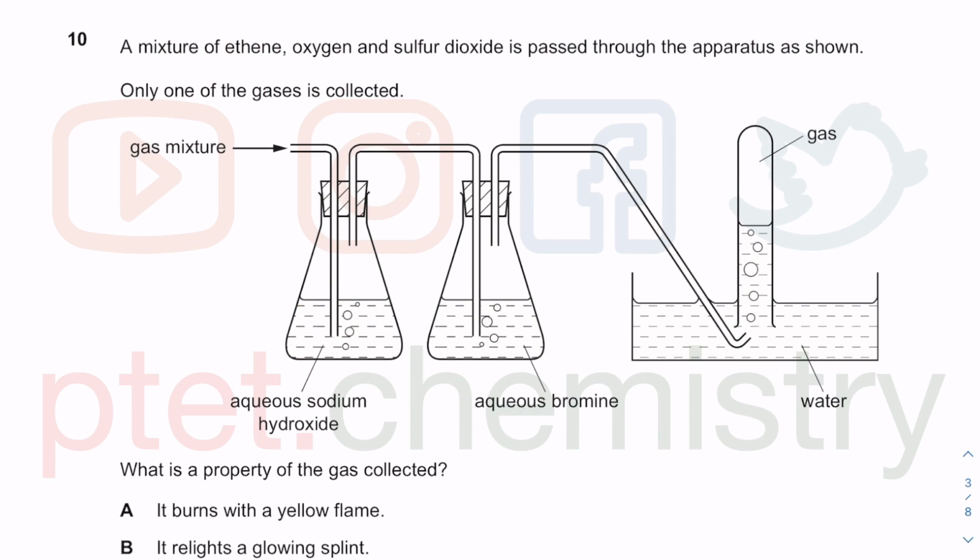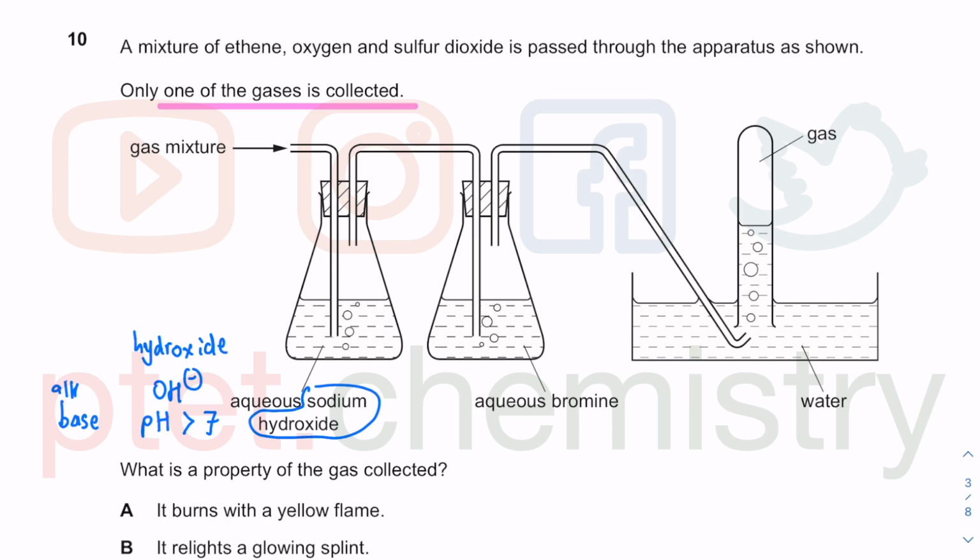Question number 10, we have ethene, oxygen, and sulfur dioxide. Only one of the gases is collected. So you can see that this is sodium hydroxide. The OH minus there is called a hydroxide ion. From the topic in Year 10, acid, base, and salt, the pH is greater than 7. This is what you call a base or an alkali. So what it does is it will neutralize the acidic oxide.